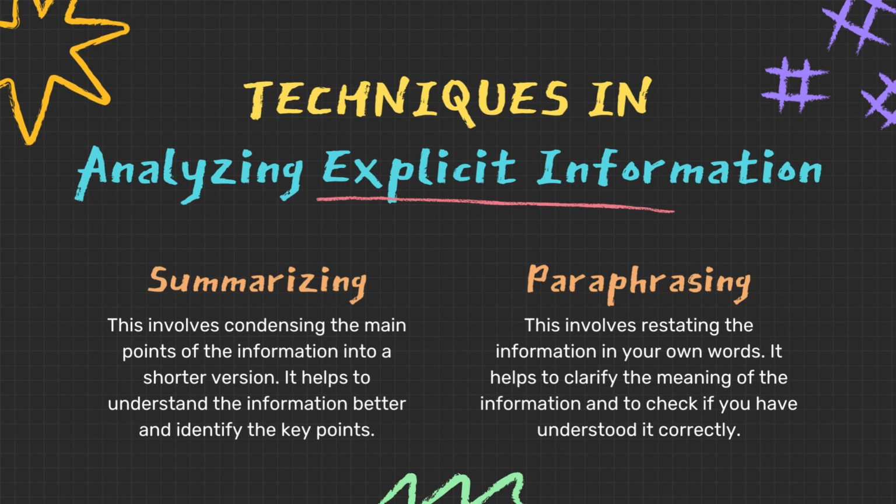Techniques in analyzing explicit information. Summarizing involves condensing the main points of the information into a shorter version. It helps to understand the information better and identify the key points. Paraphrasing involves restating the information in your own words. It helps to clarify the meaning of the information and to check if you have understood it correctly.